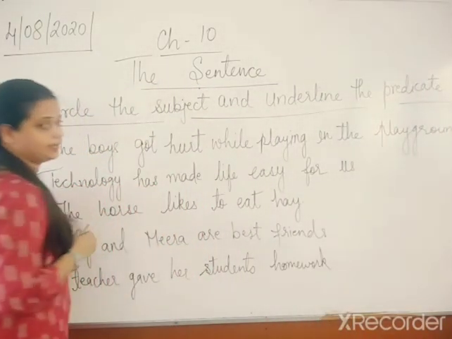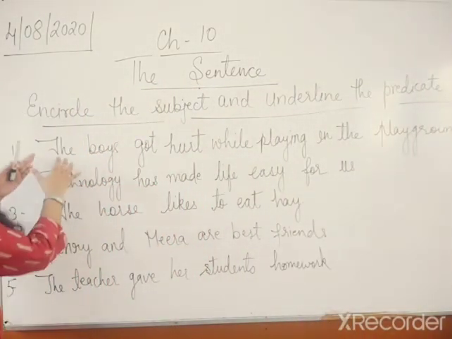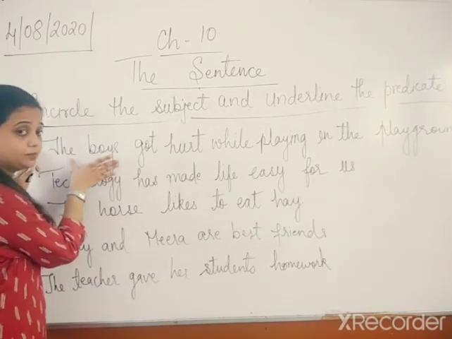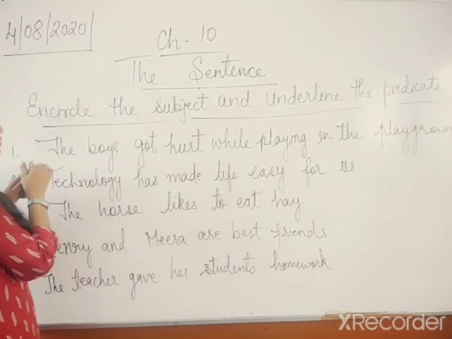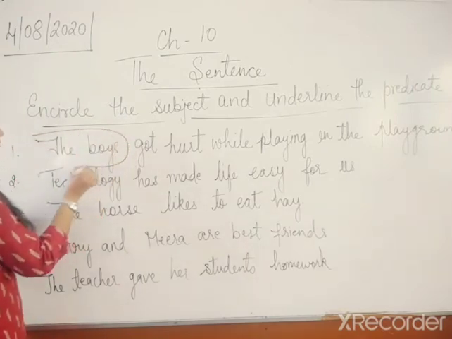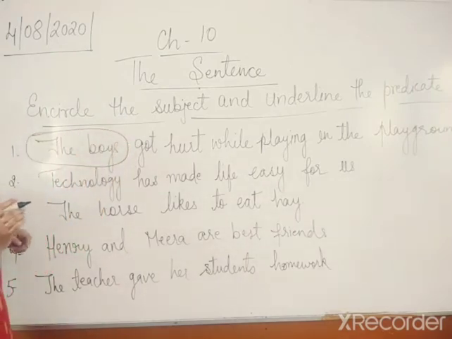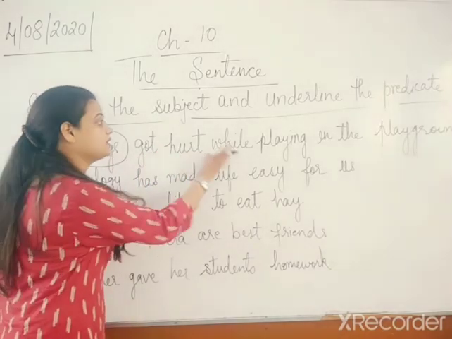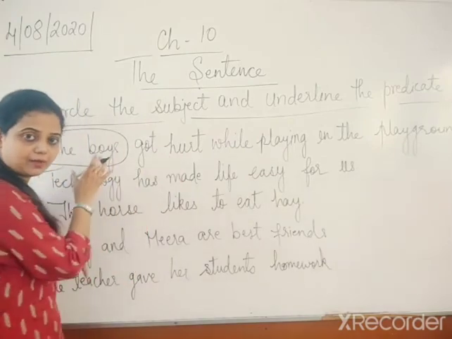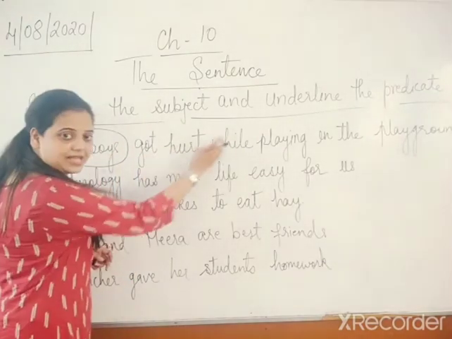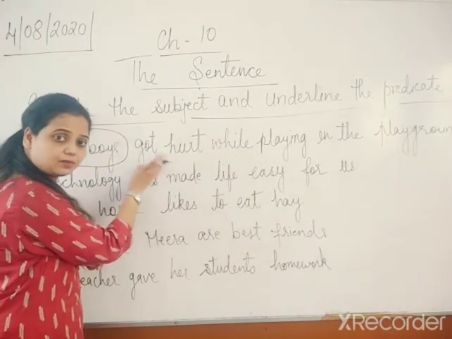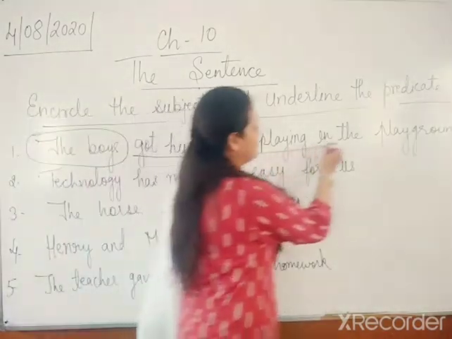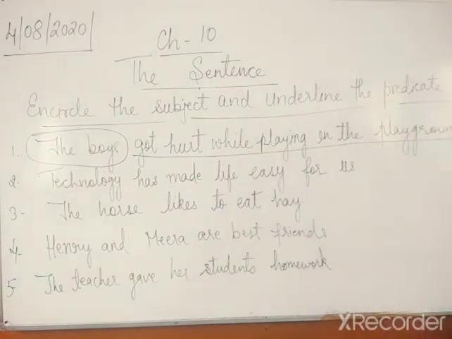Okay, so over here you can see: the boys got hurt while playing in the playground. So what is the subject over here? Who is performing the action? Noun. Where is the noun? The boys. Okay. So we will circle this because this is your subject. Now what is said about the subject? That they got hurt while playing. This is the action they performed. What is said about the boys? That they got hurt while playing. So this will be your predicate. Clear?